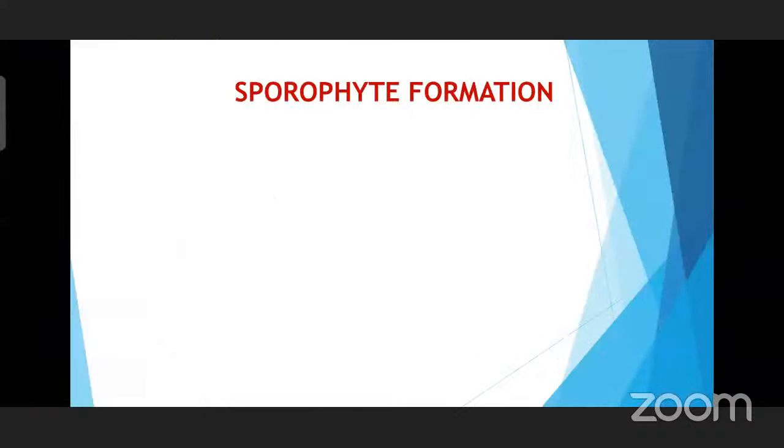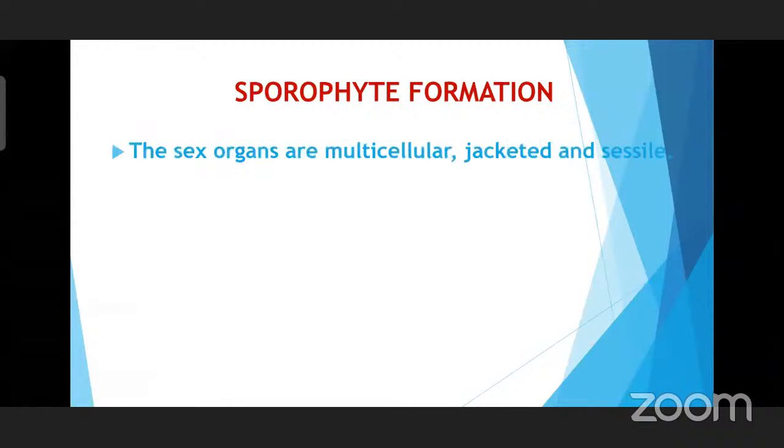Now coming to the sporophyte formation. After fertilization, the sporophyte will form definitely. The sex organs are multicellular, as you have seen, multicellular, jacketed and sessile. Sessile means they are not movable, the male sex organ or female sex organ. Only the male gamete is movable, motile.